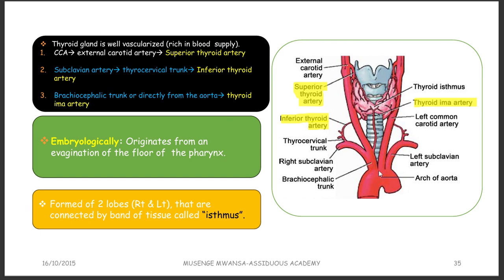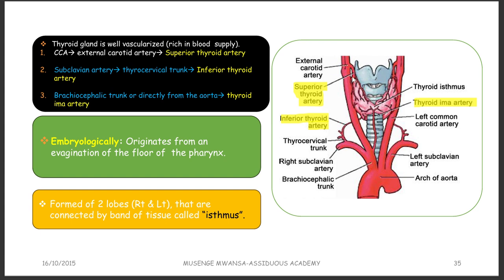You can see this is the arch of the aorta. The first branch from the arch of the aorta is the brachiocephalic trunk, which divides into the right subclavian and the right common carotid. The second branch of the aortic arch is the left common carotid, and then you have got the left subclavian. So the common carotid arteries are going to bifurcate. Can you see that it bifurcates into external carotid and internal carotid?